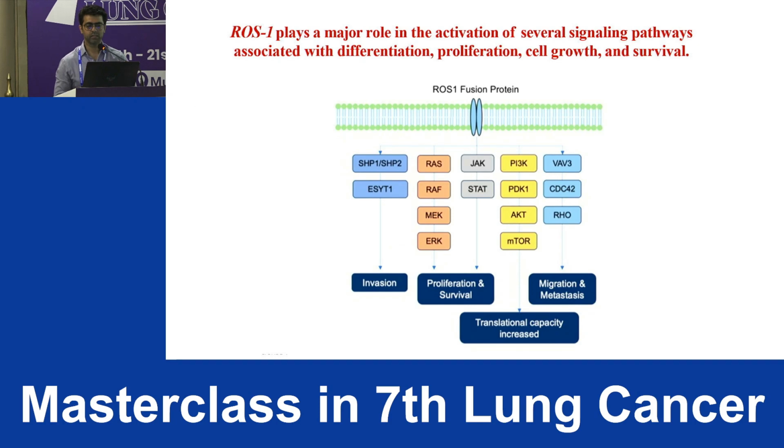So ROS1 plays a major role in the activation of several signaling pathways associated with differentiation, proliferation, cell growth, and survival. You can see here that the ROS1 fusion proteins upregulate the downstream pathways: the RAS-RAF-MEK pathway, JAK-STAT, and the PI3K-AKT-mTOR pathway. These lead to invasion, proliferation, survival, migration, and metastasis, and they also increase the translational capacity of the tumor cells.